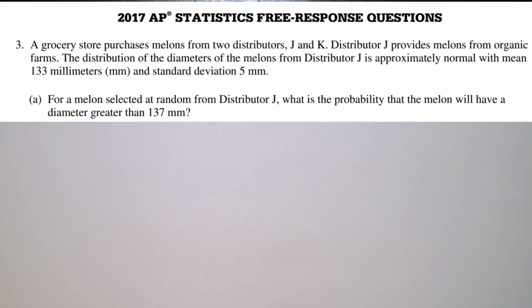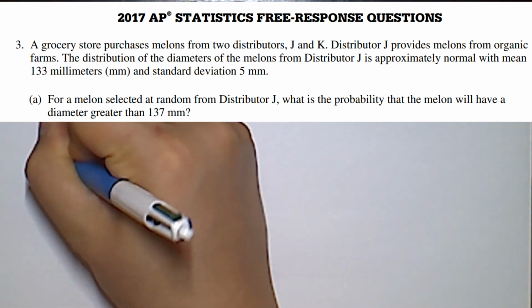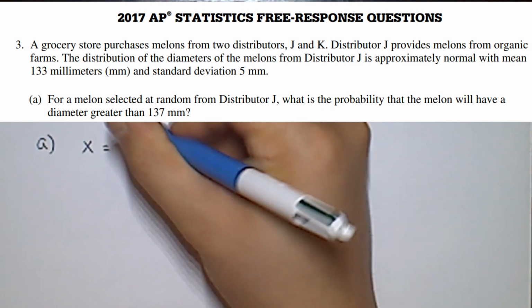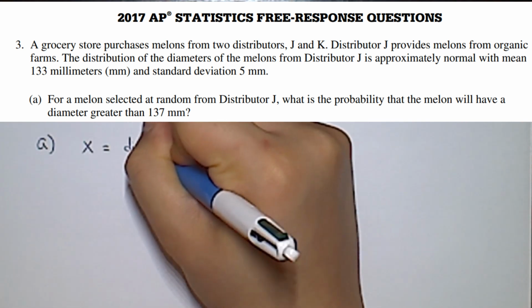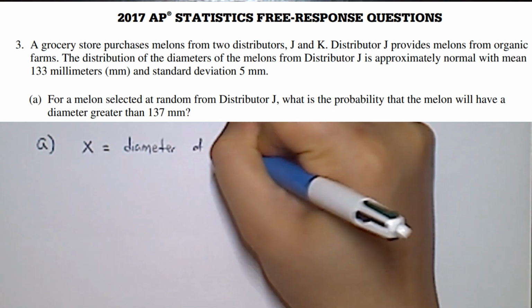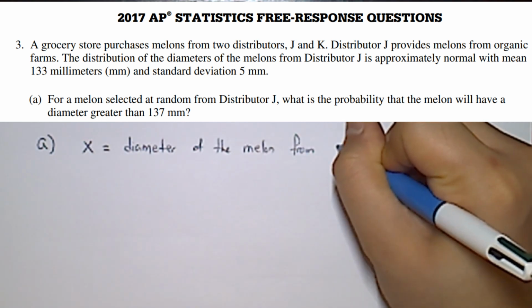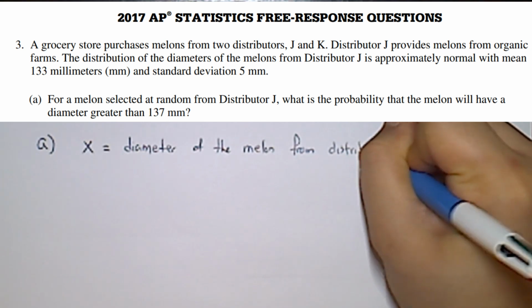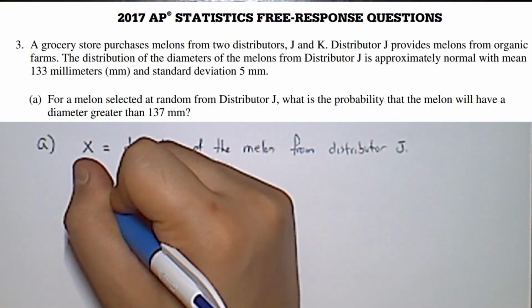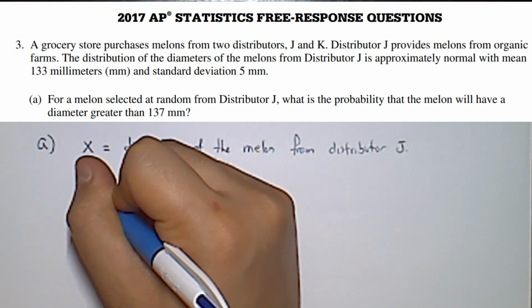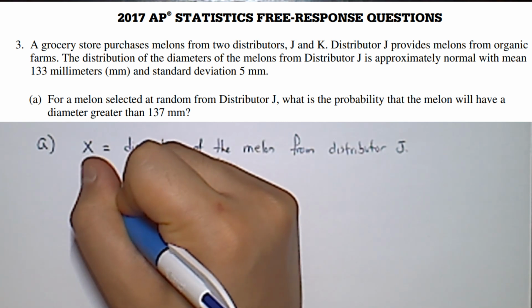Part A. For a melon selected at random from distributor J, what is the probability that the melon will have a diameter greater than 137 millimeters? So the first thing I'm going to do is define the values. I'm going to say x is equal to the diameter of the melon from distributor J.